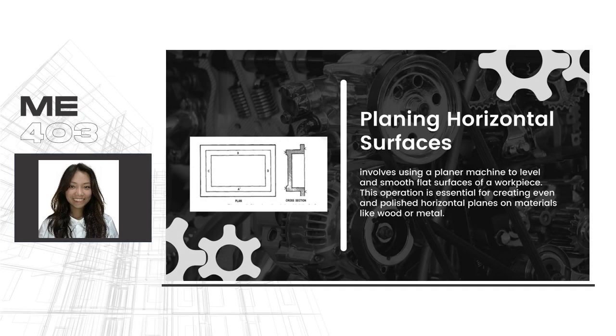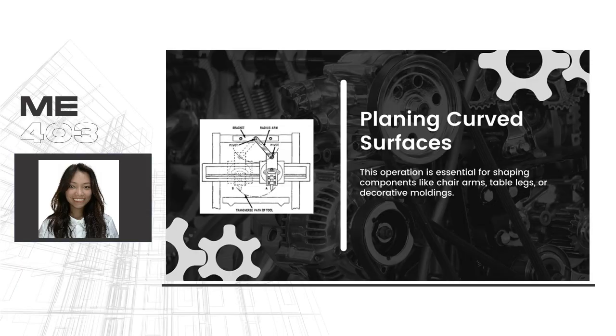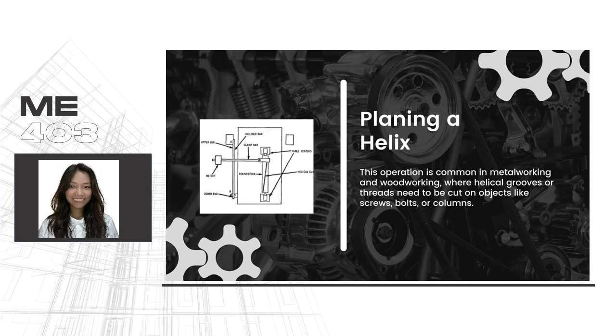Planing horizontal surfaces is to use the machine to level and smooth flat surfaces, commonly on wood or metal. Planing at an angle means using the machine for angled surfaces on a workpiece. Planing curved surfaces can be used for shaping components, especially those used for ergonomics and decorations. Planing a helix is used on metal and woodworks where grooves and threads are needed.